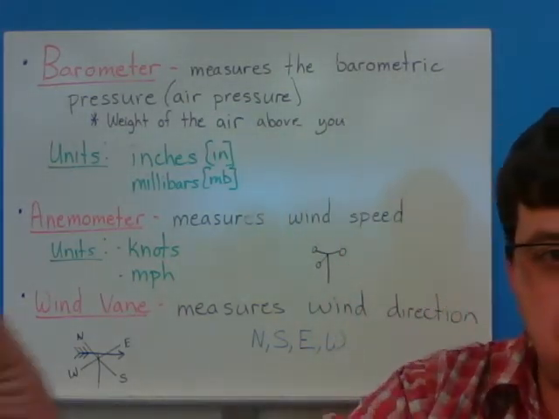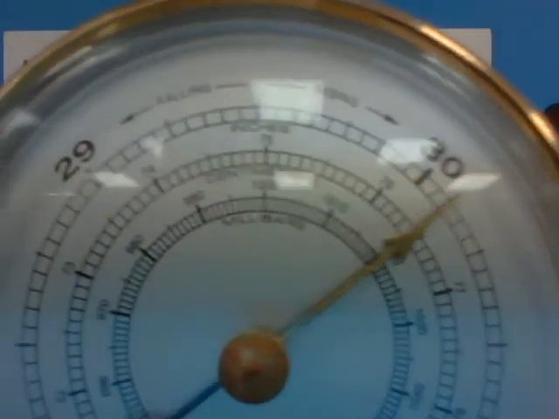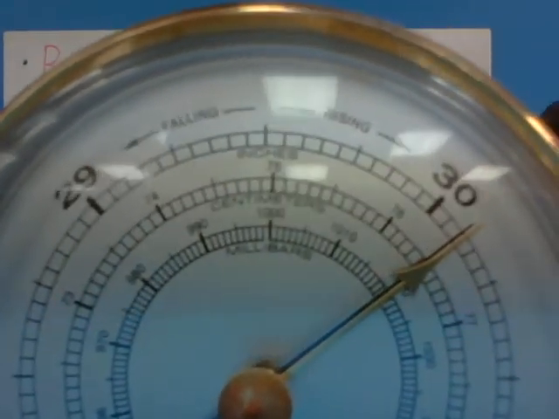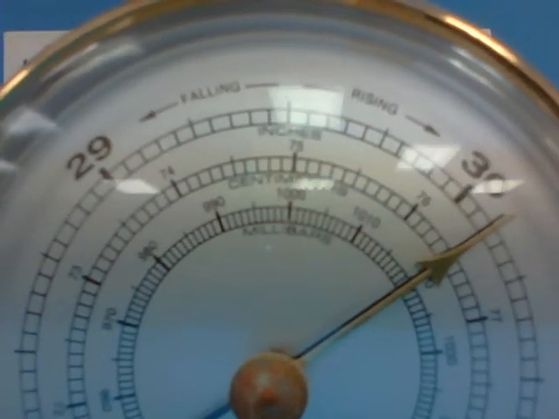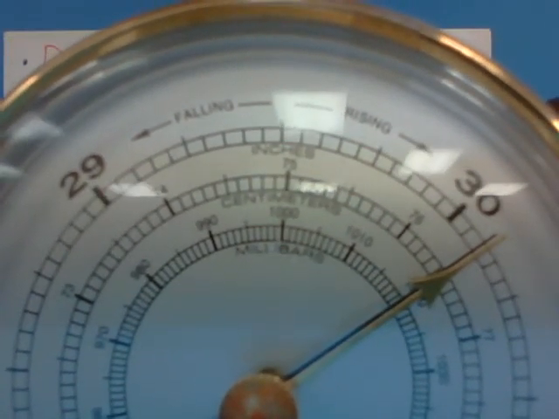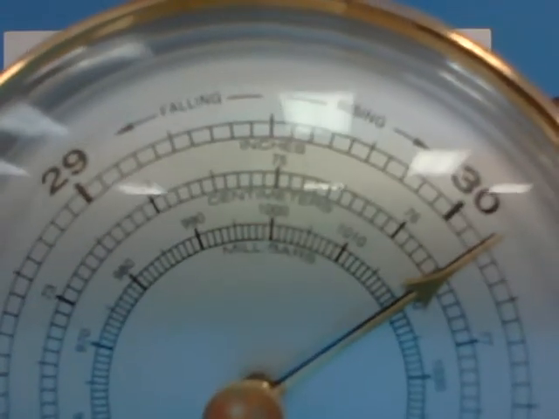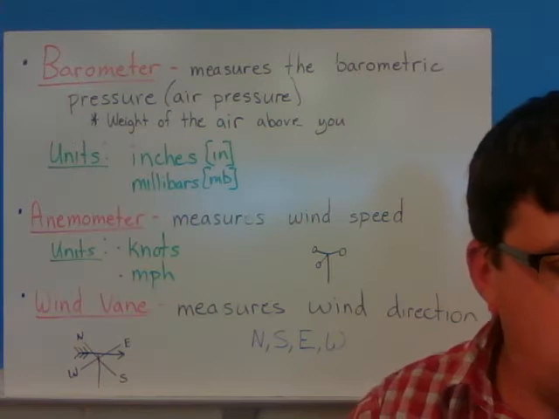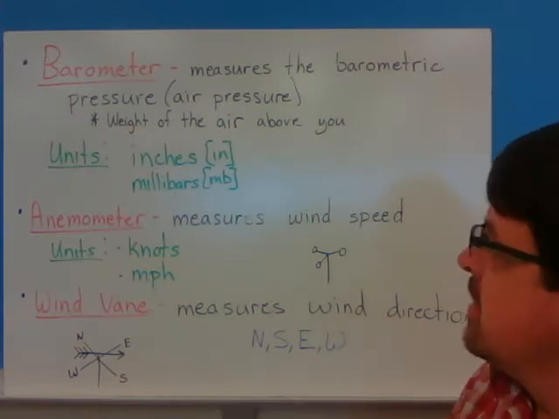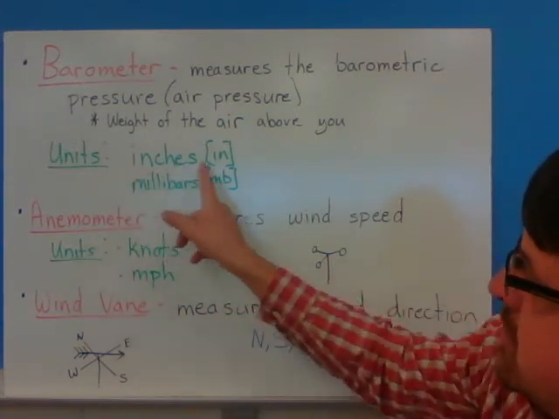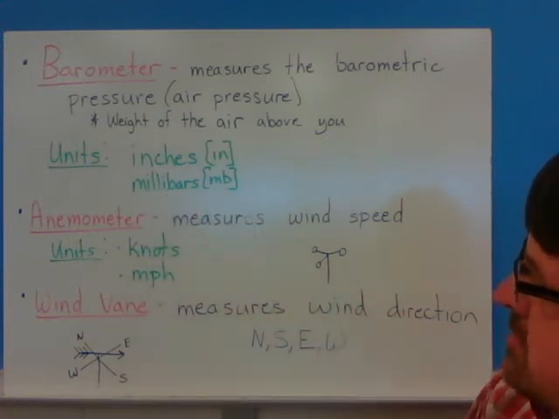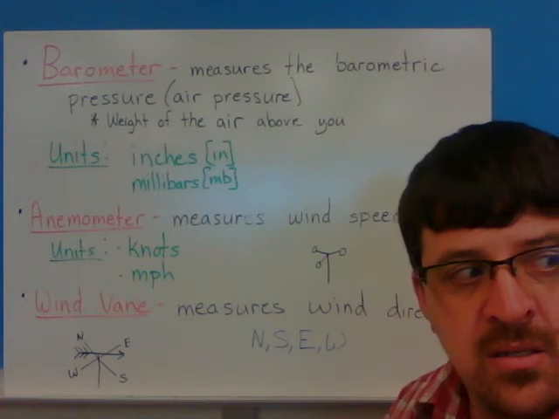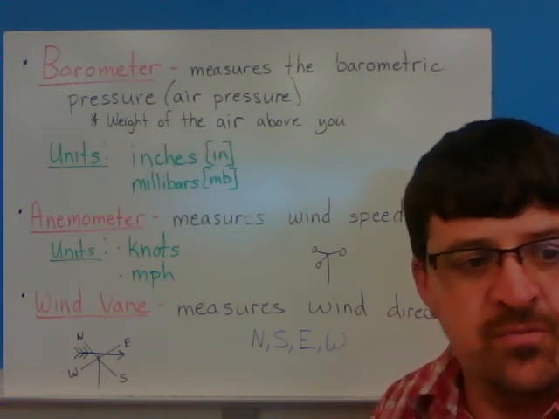Now, this is a barometer, and if you can see, on the outside it says inches. The middle says centimeters, and the inside says millibars. Well, we won't worry about the centimeters, but we're going to be doing the inches and the millibars when we do our measurements. The inches are just labeled IN, and the millibars are just going to be MBs. But that, like I said, is the weight of the air above you.